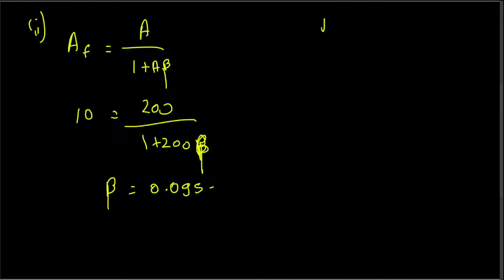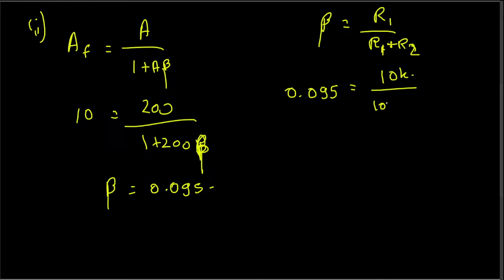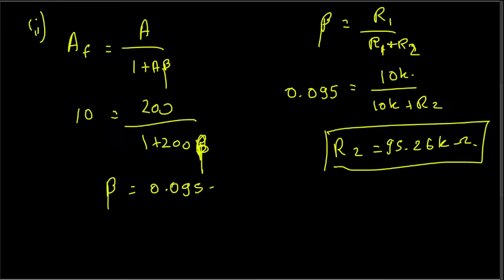And once you have beta, we know that beta is equal to R1 over R1 plus R2. And since we know beta, we can plug it right here, 0.095, that is equal to R1, which is 10k ohm resistance, over 10k plus R2, and R2 is what we are trying to find. And if you solve for R2, you will end up getting 95.26 kilo ohm resistance. Okay, this is for part 2.